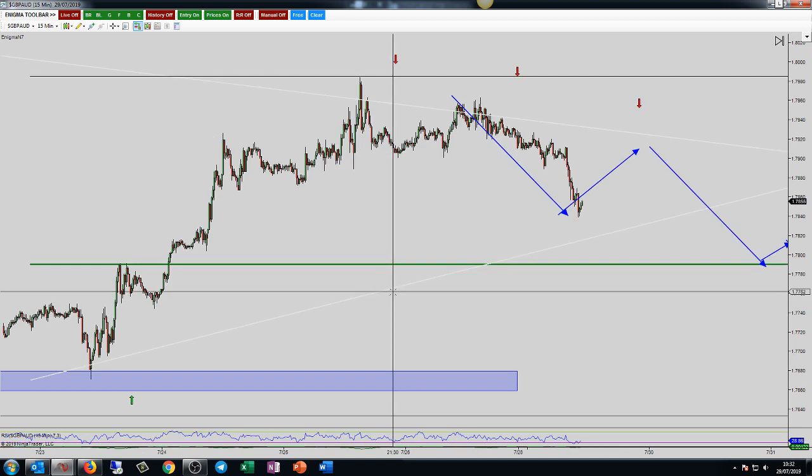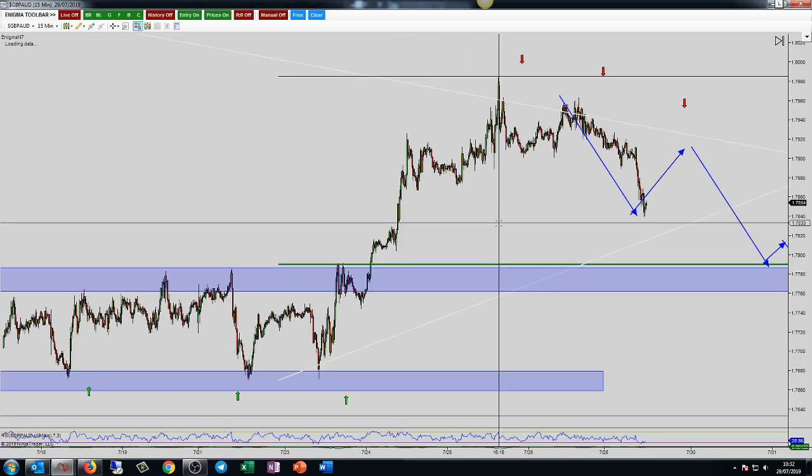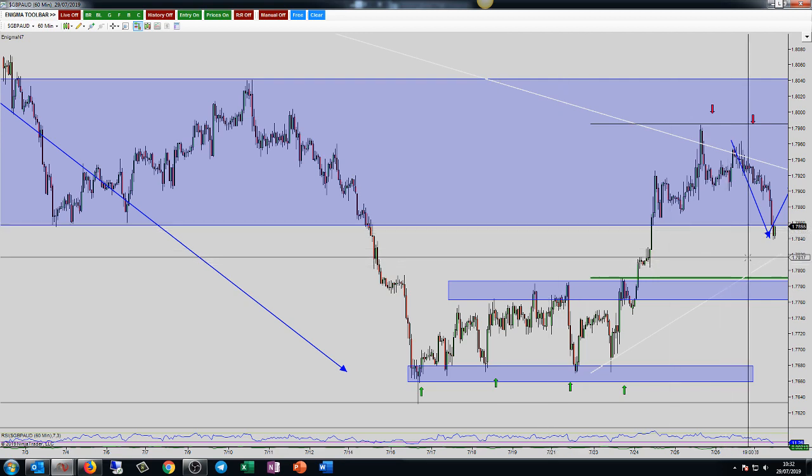Jamie says he's waiting for a pullback to 178 and a retest of the descending trend line. Waiting for a pullback to 178.